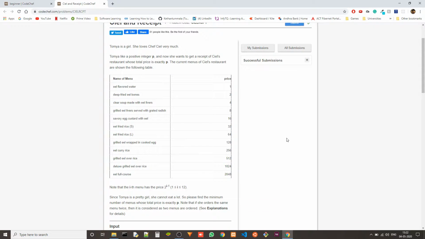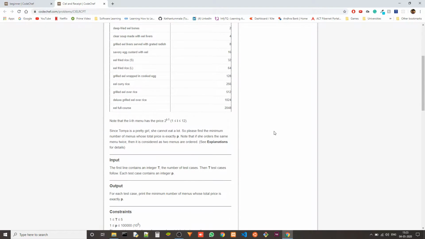Tomia is a girl. She loves Chef Seal very much. Tomia likes a positive integer p, and now she wants to get a receipt of Seal's restaurant whose total price is exactly p. The current menus of Seal's restaurant are shown in the following table. So we have a list of menus and the prices for each item, right? Note that the ith menu has the price 2 to the power i minus 1, and i ranges between 1 and 12.